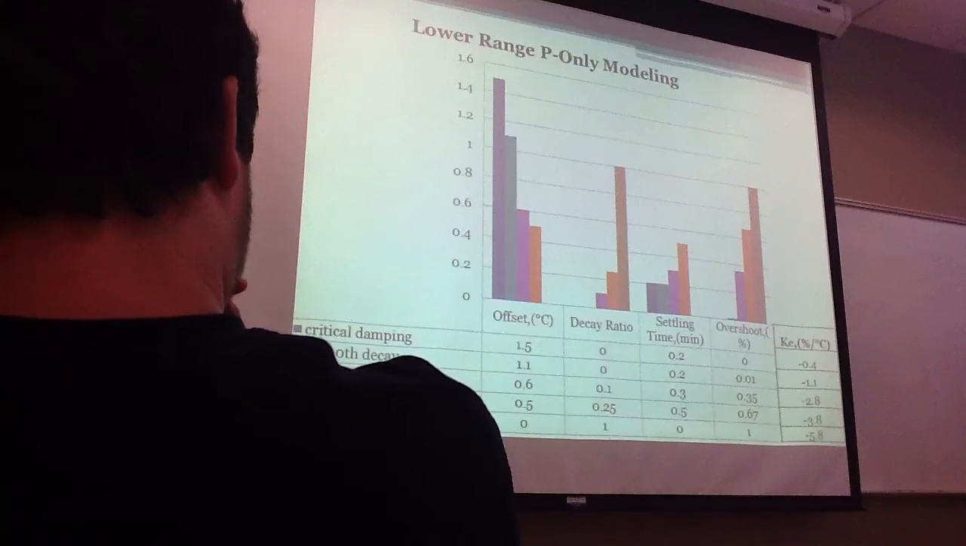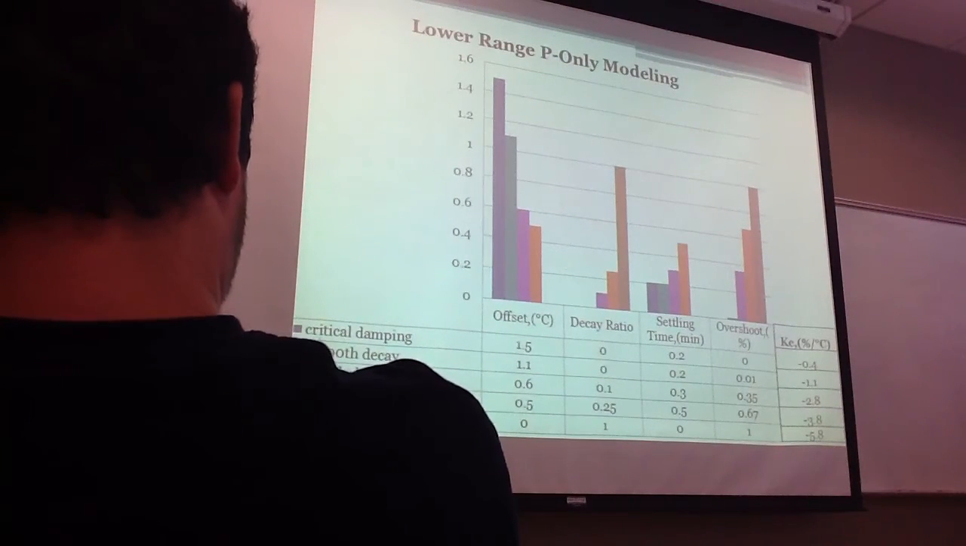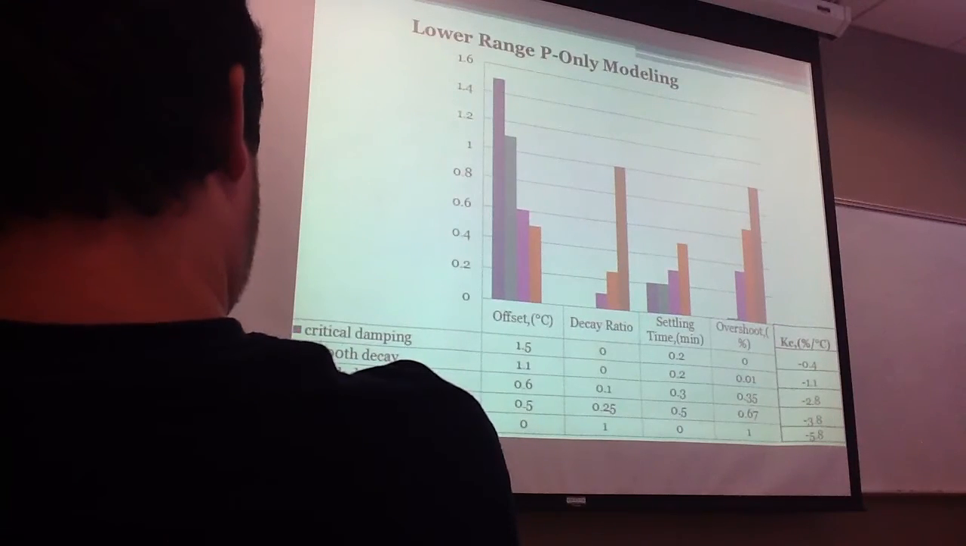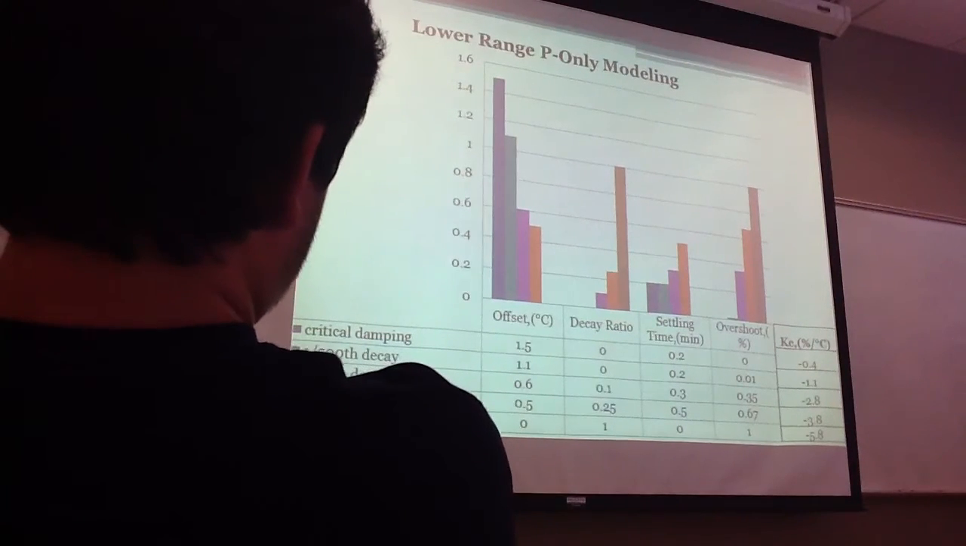Here are some graphs of the lower range for the modeling, and the offset goes down as you increase the controller gain, which makes sense because it's paying attention more. It's trying to get closer to what you were asking it to do. And the decay ratio goes up because it's trying so hard to get to where you want it to go that it keeps jumping back and forth, overshooting a lot. And the settling time takes longer because of that too.